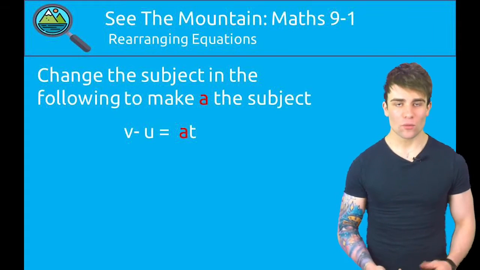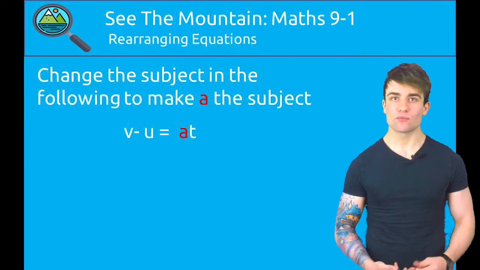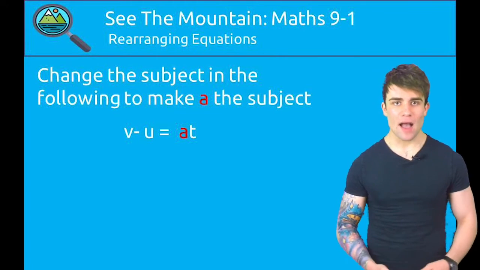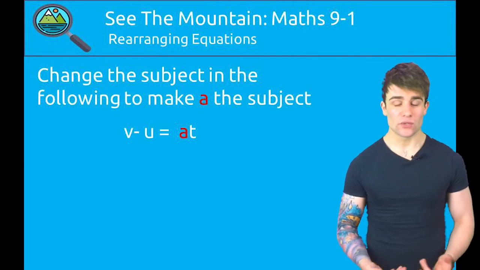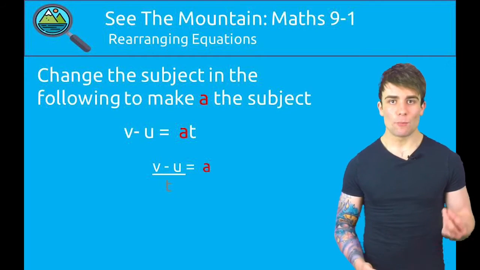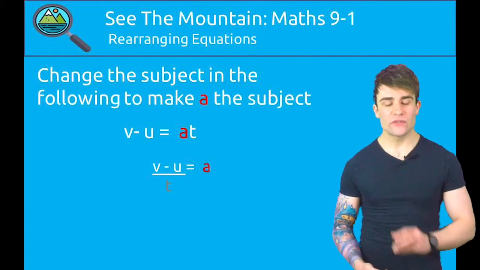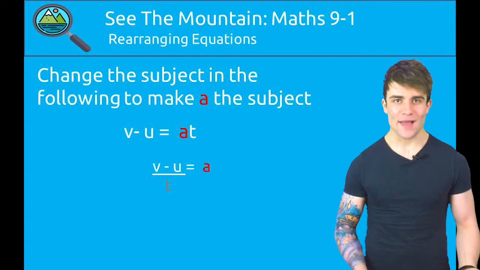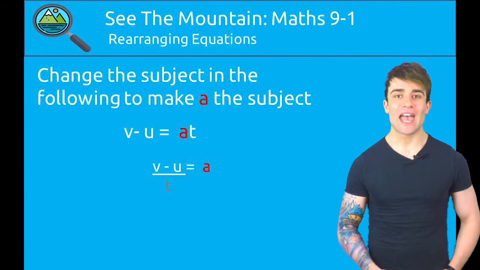Right, okay, let's try one with a bit of division here. So here we're going to rearrange the equation to make a the subject. No problems. We have v minus u on one side equals a t. Dividing both sides by t removes the t from the right hand side of the equation and then places it on the left. It gives v minus u divided by t equals a.